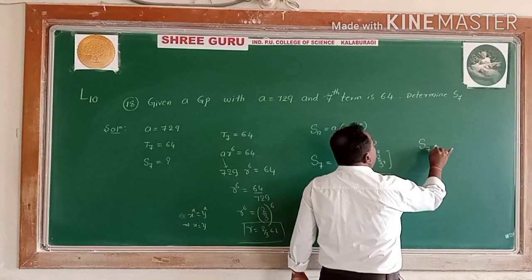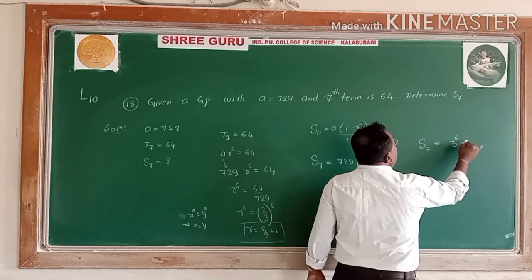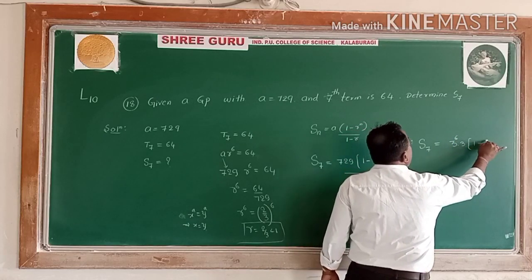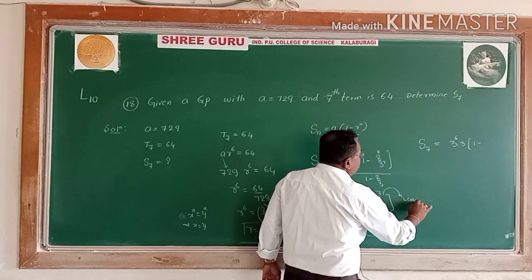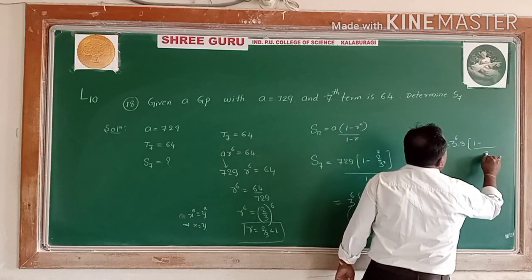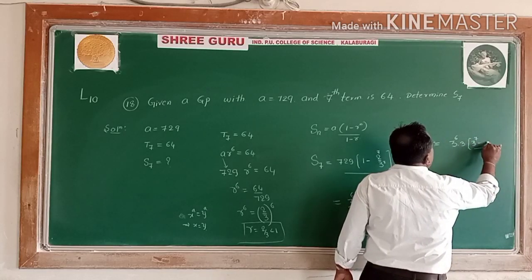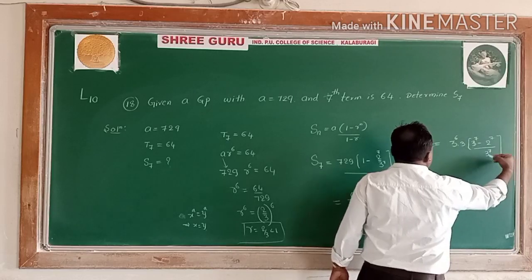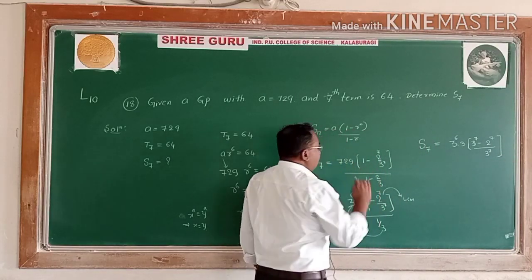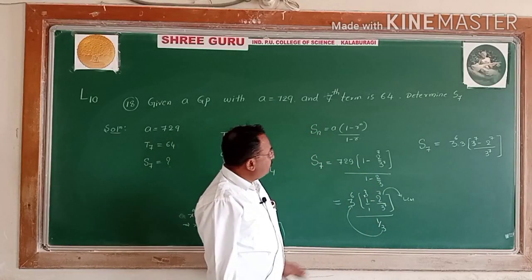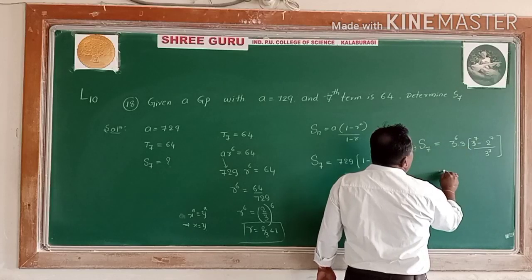S7 is equal to, this implies 3 power 6 into 3 power 1 minus, apply LCM. LCM is what? 3 power 7 is the LCM. Here 3 power 7, 2 power 7, 3 power 7. Clear? Understood? Here same base power should be added.